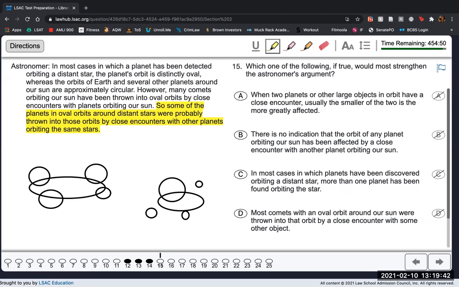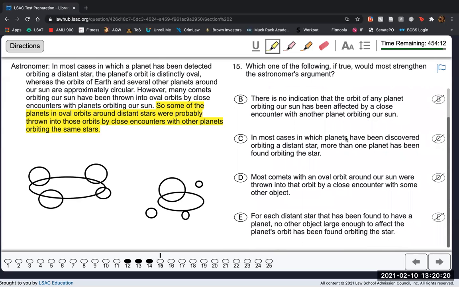All right, so let's go ahead and look at this. A: when 2 planets or other large objects in orbit have a close encounter, usually the smaller of the two is the more greatly affected. We don't really care about what is greatly affected, whether it's the comet and the planet in our own solar system. That makes sense if we're thinking comet and planet, but with the other solar system, there are 2 planets. One's going to be affected more than the other. We don't really care about it, so this would be irrelevant. Cool fact though.